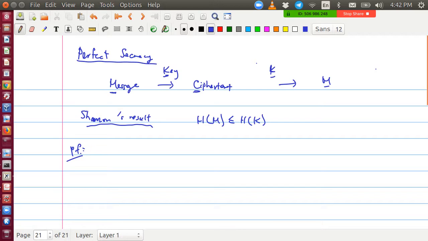So here we first assume that the whole encryption and decryption process is deterministic. Therefore, if I'm looking at the entropy of the message given the key and the ciphertext, what should this be?